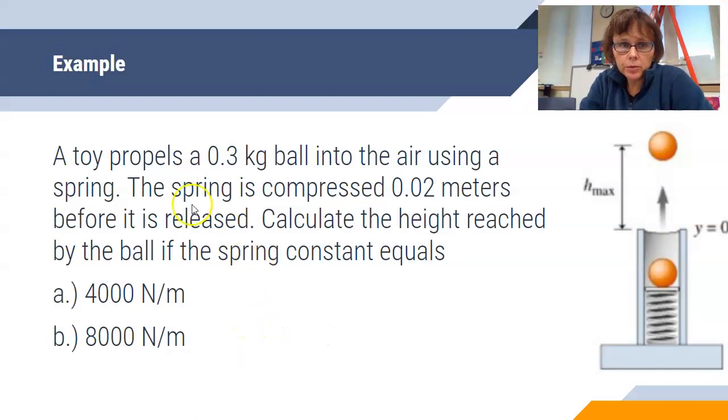Let's look at this example we're going to solve. A toy propels a 0.3 kilogram ball into the air using a spring. The spring is compressed 0.02 meters before it is released. Calculate the height reached by the ball if the spring constant equals, first case, 4,000 newtons per meter, and second case, 8,000 newtons per meter.